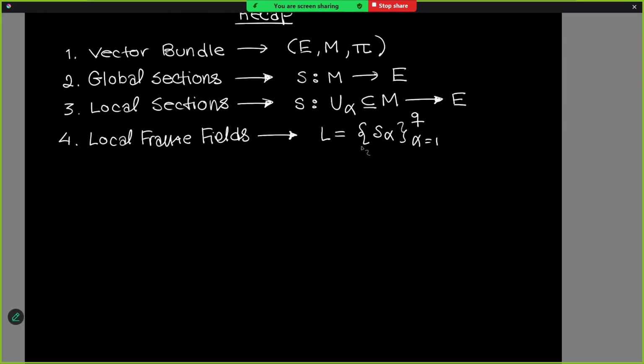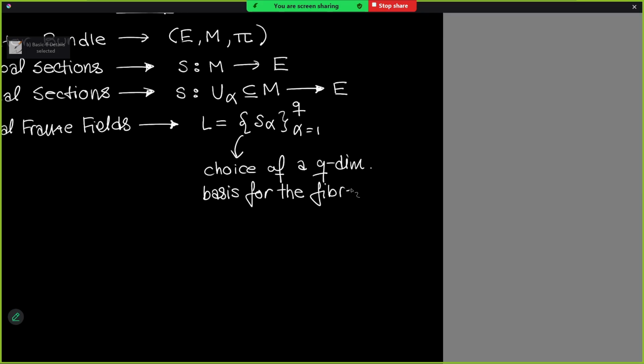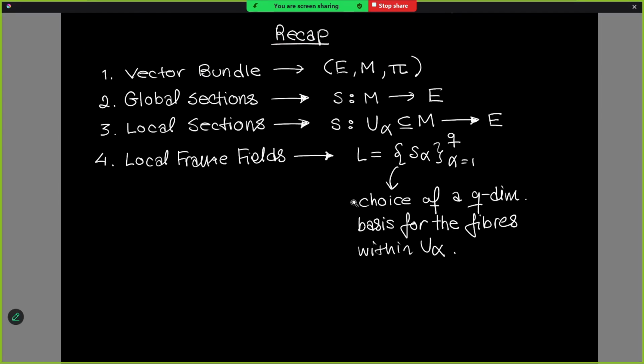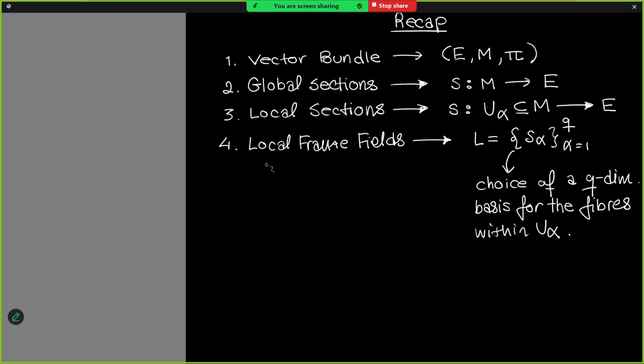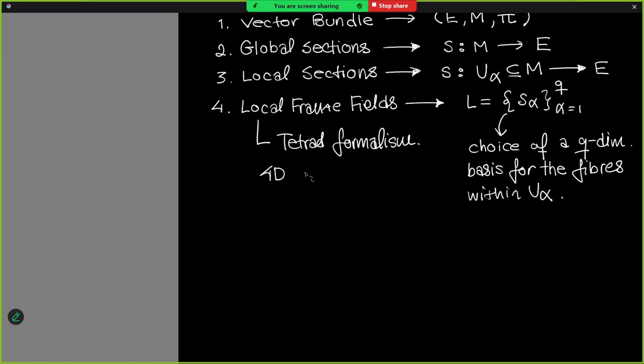And this represents a choice of a Q-dimensional basis for the fibers within U alpha. So that's what we did, and then we looked at a specific example of that. That was the tetrad formalism, which was a 4-dimensional local frame field on space-time.